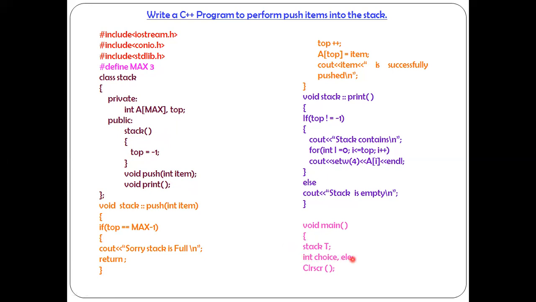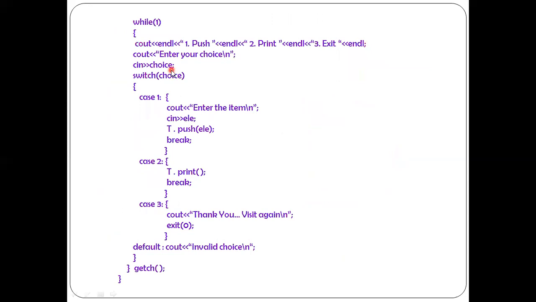Then come two variables here, choice and ELE. Choice is a variable and ELE is the inserting element. Those two variables are of integer type. Then comes CLRSCR, which stands for clear screen function. Then comes the next, while of 1, open flower bracket.